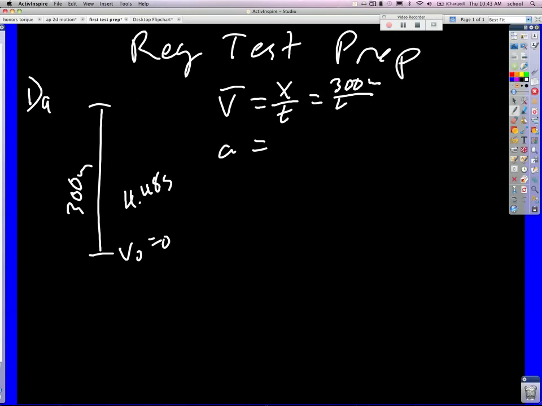So it's 300 meters divided by 4.48 seconds. That looks like it should come out to be something like, yeah, I was going to say around 70. So 67 meters per second. And I would use x is equal to v0t plus 1/2 at squared.